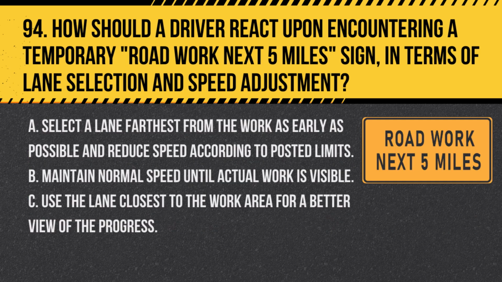Question 94. How should a driver react upon encountering a temporary roadwork next 5 mile sign in terms of lane selection and speed adjustment? A. Select a lane farthest from the work as early as possible and reduce speed according to posted limits. B. Maintain normal speed until actual work is visible. C. Use the lane closest to the work area for a better view of the progress. Answer: A. Select a lane farthest from the work as early as possible and reduce speed according to posted limits. Early preparation and caution are key in work zones.